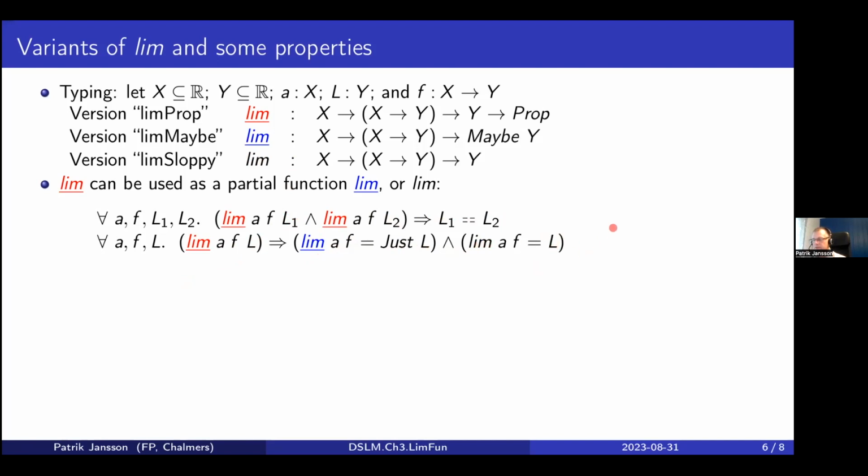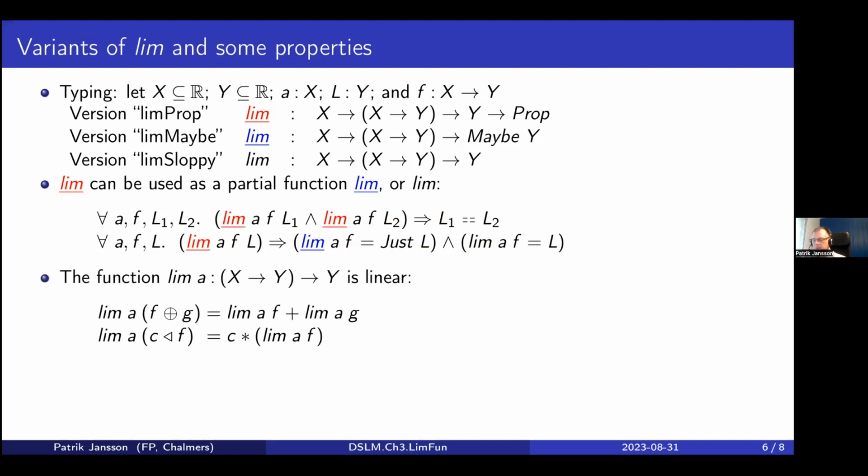So this is the sort of way to connect these three variants. And if we look at the black version and apply it to one argument, so it has already got the A here of type x, then it takes a function to a limit. And this function, lim A, the partially applied function, is linear.